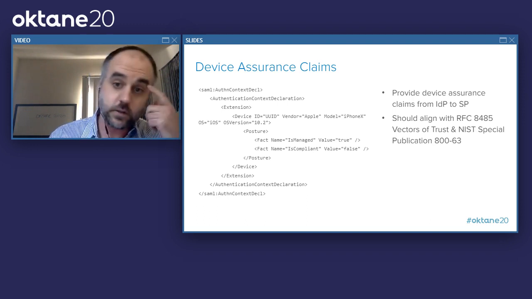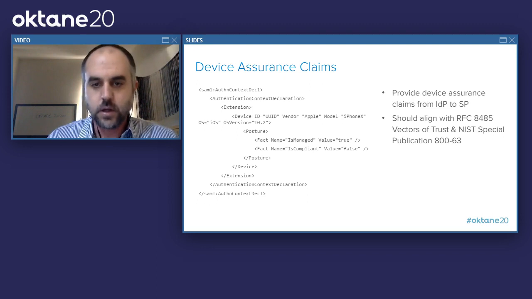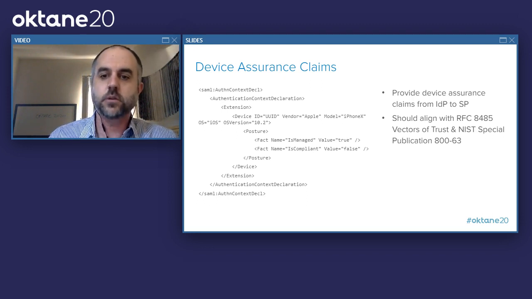And so there are some existing standards in NIST and RFC for vectors of trust that give frameworks on ways to talk about authentication attributes, which might need to be extended in the industry in order for us to pass these assurance claims and have interoperability between the identity provider and the service provider. And Okta today has done some early steps, working with some partners with our limited access feature and our VMware integrations, to start exploring some of these claims that we can pass to light up some of these scenarios.